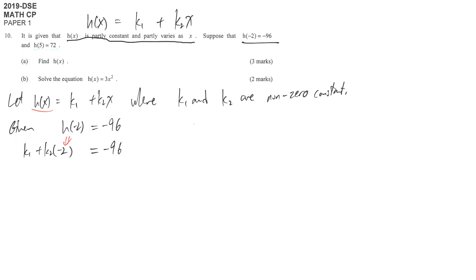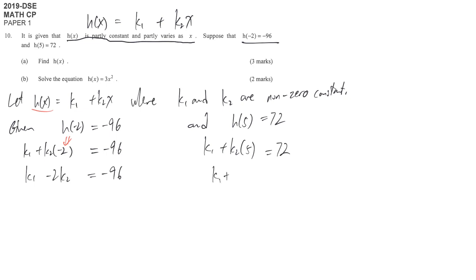So at the same time, we also know that h(5) is equal to 72. So by the definition, this is k1 plus k2 times 5. And then we tidy up a little bit. k1 minus 2k2 is equal to -96. That means it is a simultaneous equation.